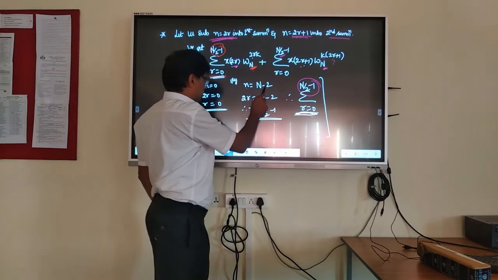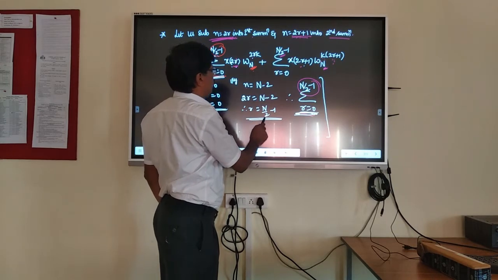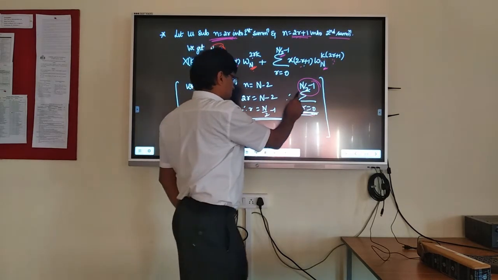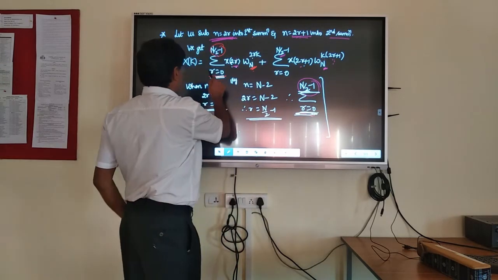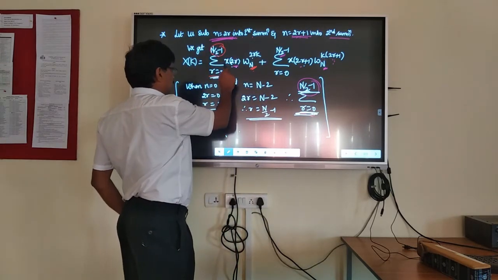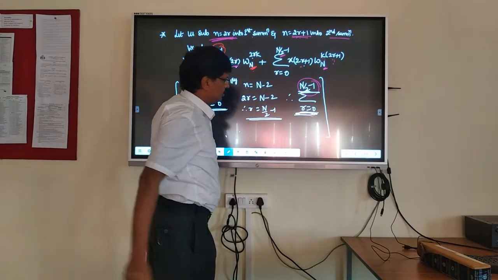Upper limit is n equal to N minus 2. What is n? n is 2r, so 2r is equal to N minus 2, and r is equal to N by 2 minus 1. See, this is the upper limit of the summation. So r is equal to 0 to N by 2 minus 1, x of 2r, omega N to the power 2rk. Even sequence over.